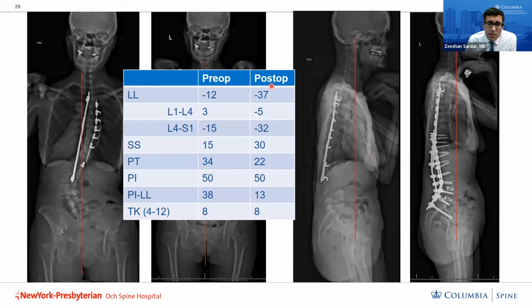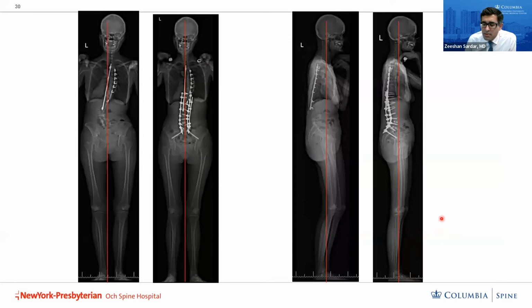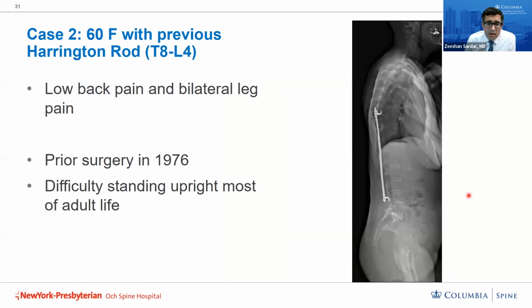Parameters, we got a pretty good amount of lordosis, but still the mismatch is 13, but that's what she needs. If we got more than that, she'd be overcorrected. And then full length films really show the change in that compensatory mechanism, that she's not bending her hips or knees or ankles anymore. She's standing up quite straight. And so she's not stressing her joints as much. So she was pretty happy with that.